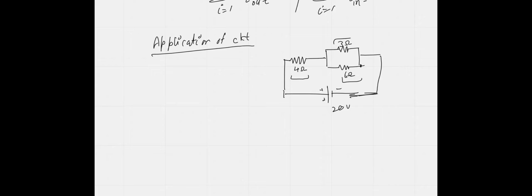Kirtan, have you solved this one? Solving, sir. Okay.